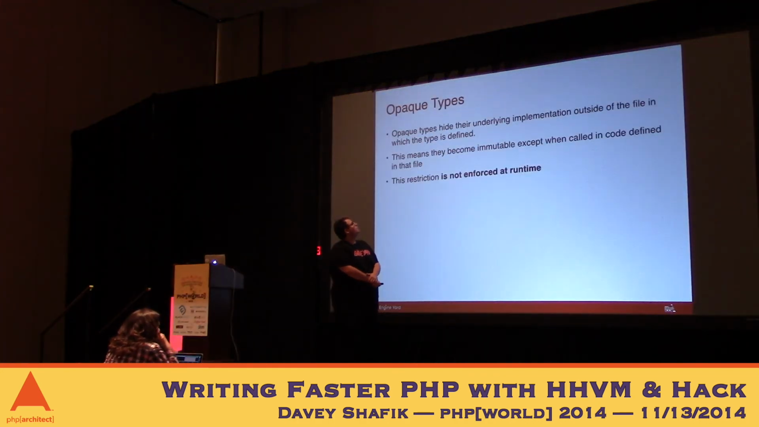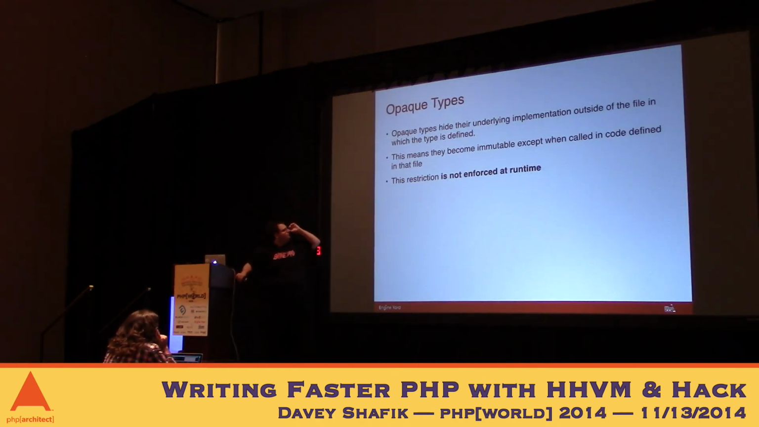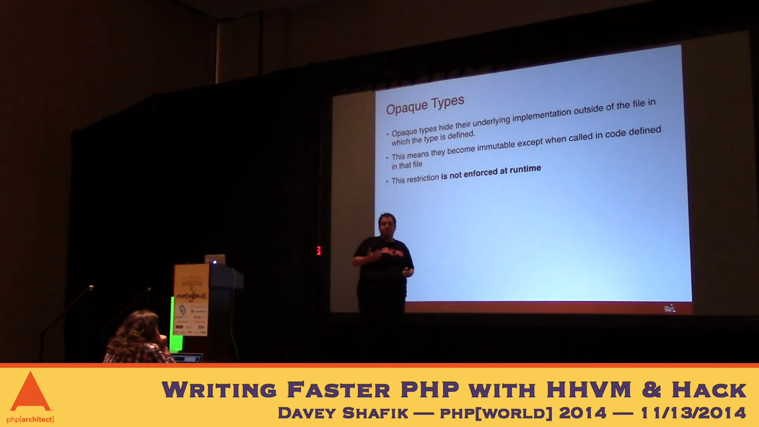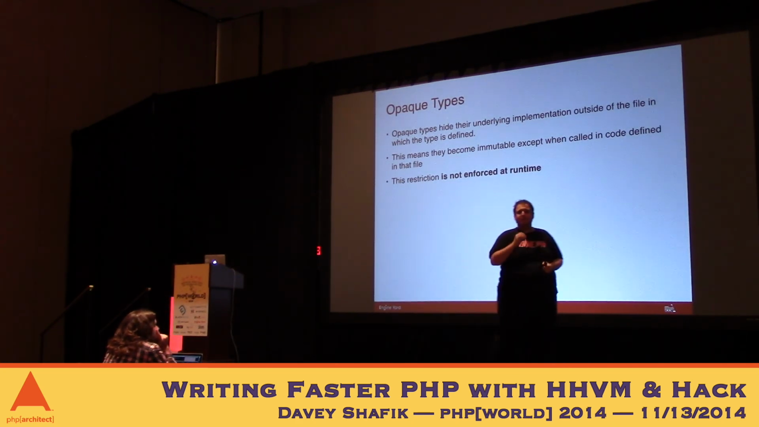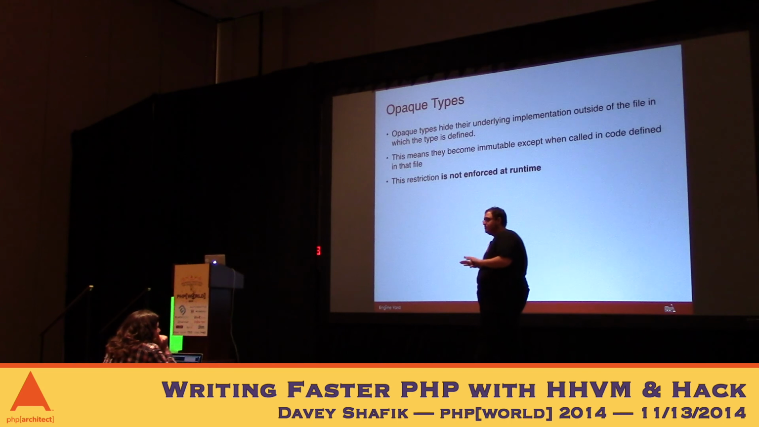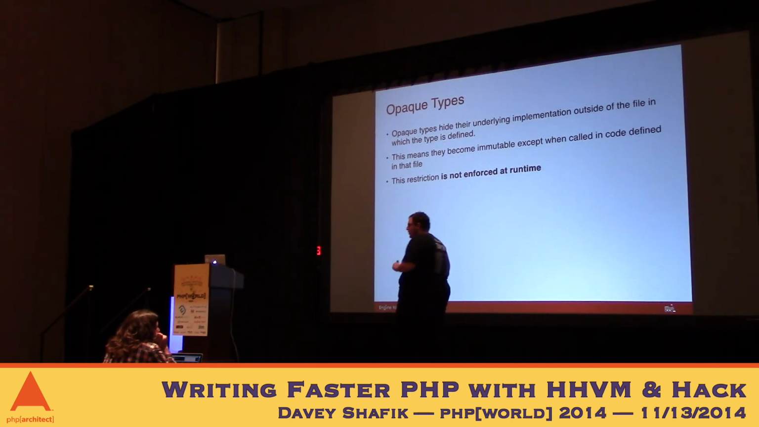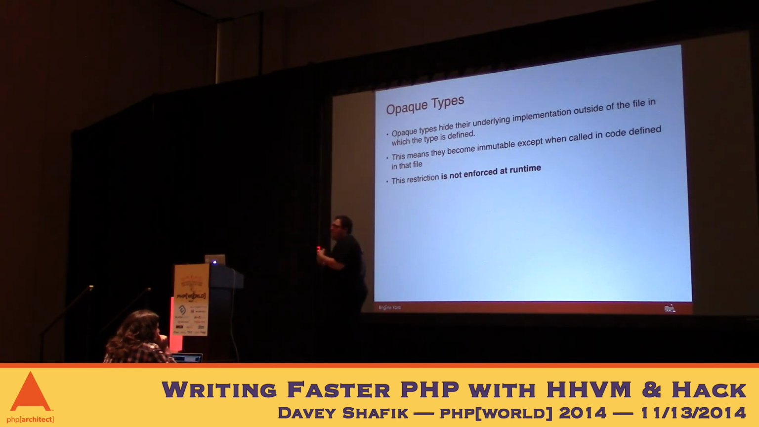There we go. Opaque types, on the other hand. Opaque types are called opaque types because their implementation is completely hidden from you. Unless you are in the file where that type is defined, it is a completely immutable piece of data. You don't know that it's an int versus a float or whatever. I mean, you might know, but the code is not aware and cannot modify that type.